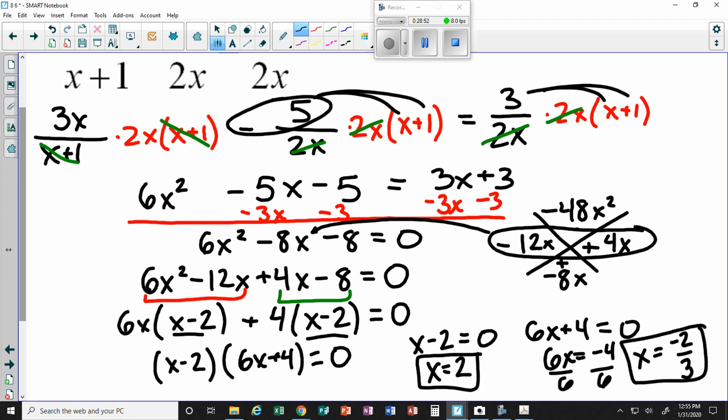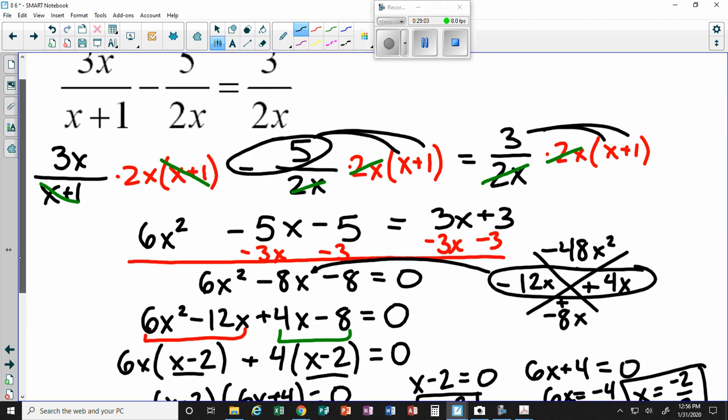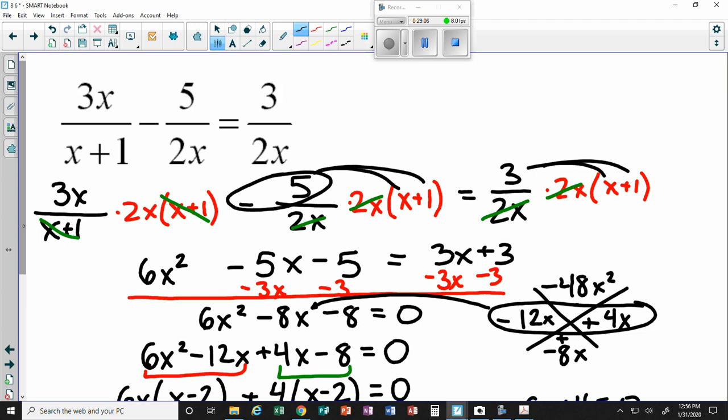Now check them. They actually both end up working, but for time's sake, you go to the next one. Now, the quick check is to look at them and see: if I were to plug those in, would I ever get 0 on bottom? That's generally what causes a problem. If I were to plug in 2, would I ever get 0 on bottom? If I were to plug in negative 2/3, would I ever get 0 on bottom? No. Those are the quick checks. Okay?